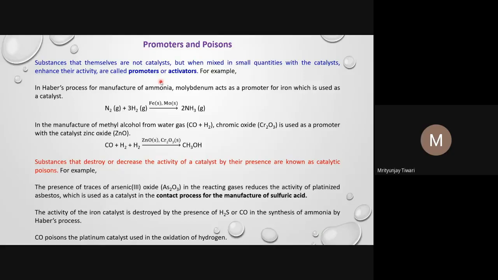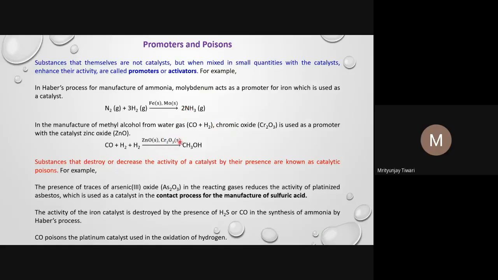As an example, in the Haber process, the manufacturing of ammonia, iron acts as a catalyst, but if you add traces of molybdenum, we have seen that the efficiency of this process increases and the rate of the reaction increases. So molybdenum is used as a promoter for the iron catalyst in the Haber process.